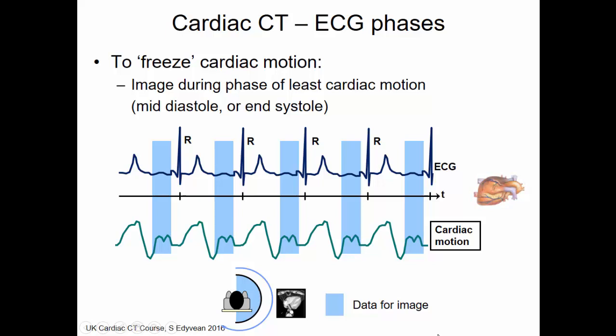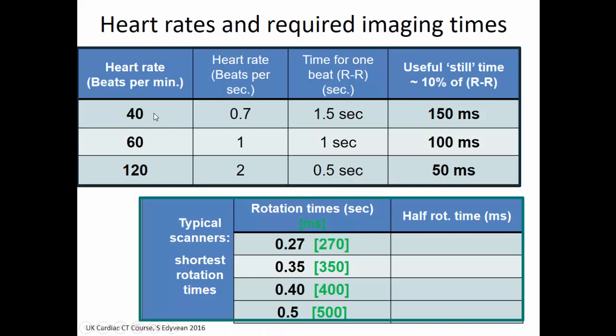And so on this table, we've got three different heart rates, 40, 60 and 120. So this is what I've already said. If we look here, we've got a typical scan with shortest rotation times, and I've just added in green this seconds in milliseconds. And so we're really nowhere near what we want to image.